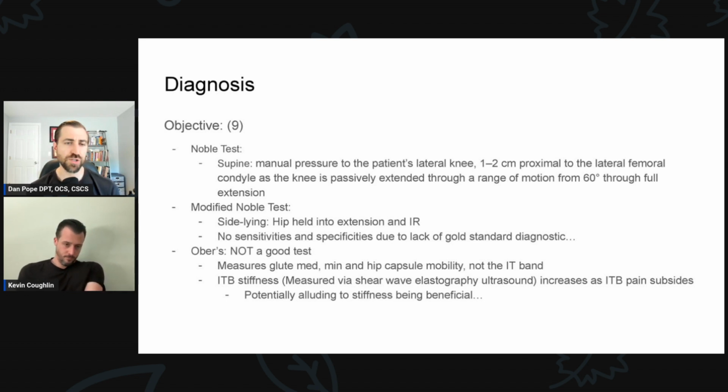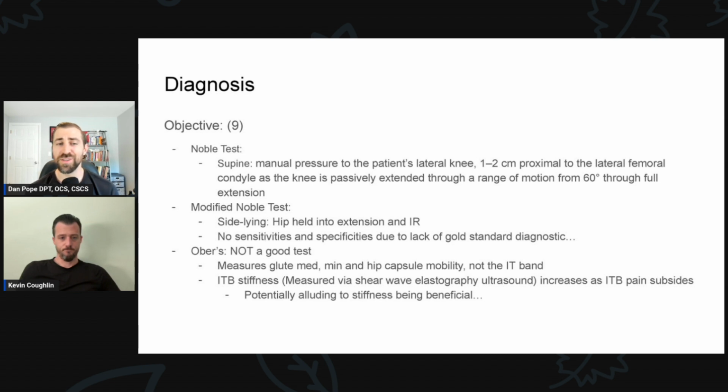So your patient is in supine on their back, bending the knee up, and the therapist places manual pressure to the patient's lateral knee, again, 1 to 2 centimeters proximal to the lateral femoral condyle, as the knee is passively extended through a range of motion from about 60 degrees to full knee extension. Essentially, you're trying to reproduce that same mechanism of injury, see if that produces their pain.